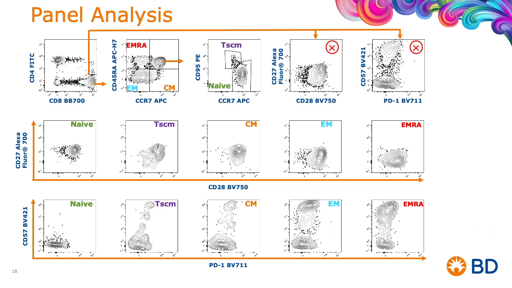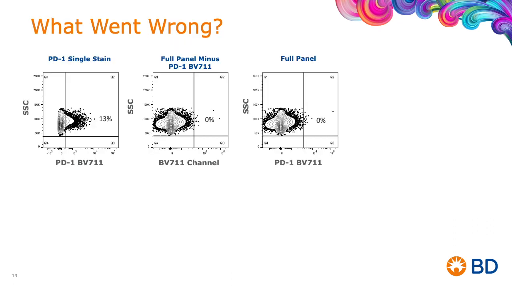So I'm going to focus just on one marker, and we're going to break down basically what went wrong and why, for example, we were not able to have a good resolution of PD1 despite having used a good dye like BV711. So let me break it down in this slide, and I'll guide you plot by plot. The first plot, we're analyzing PD1 single stain. So we're only looking at total cells, and we're looking at PD1 BV711.